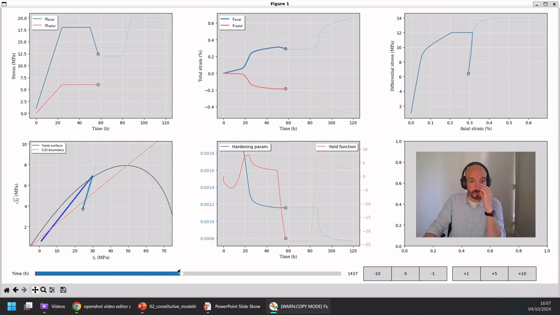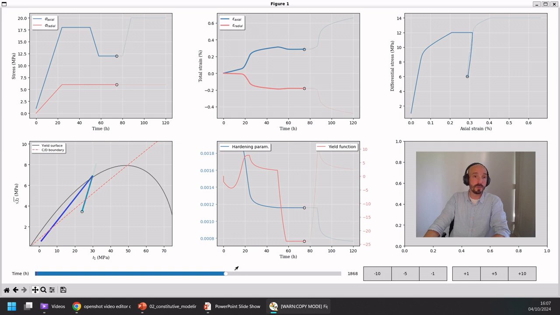Then we decrease. When we remove the axial stress here, you can see that the point moves into the elastic zone, so below the threshold, and therefore the yield function drops to negative values, meaning that there is no viscoplastic deformation anymore. But then we have increased the yield surface. So we keep here, and then we come back.